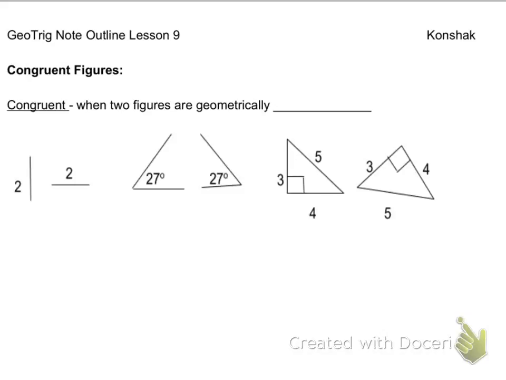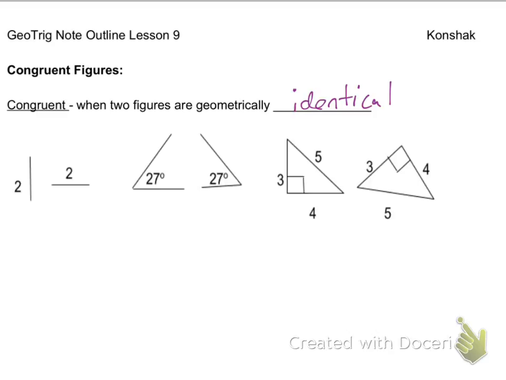Okay, guys, this is Geo-Trig outline lesson 9. We're going to talk about congruent figures today. So what does it mean to be congruent? It means when two figures are geometrically identical. Guys, that means that everything about them is exactly the same.